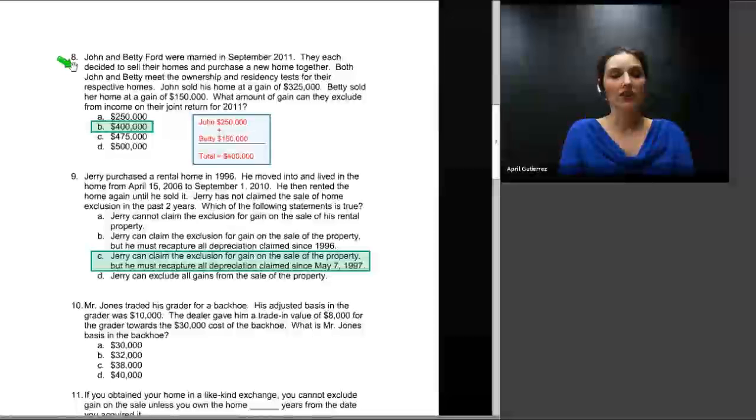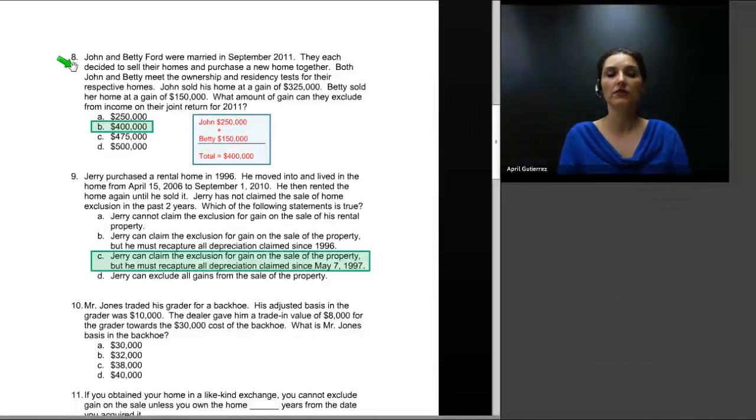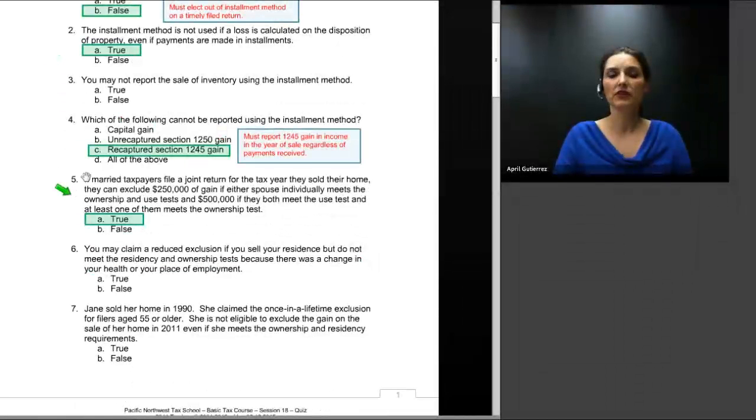Question number 8. John and Betty Ford were married in September 2011. They each decided to sell their homes and to purchase a new home together. Both John and Betty meet the ownership and residency tests for their respective homes. John sold his home at a gain of $325,000, and Betty sold her home at a gain of $150,000. So what amount of gain can they exclude from their income on their joint return for 2011? Well, there's a big difference from question number 5, where we have 2 people occupying the same home. That home is sold at a gain of up to $500,000. Can they exclude it?